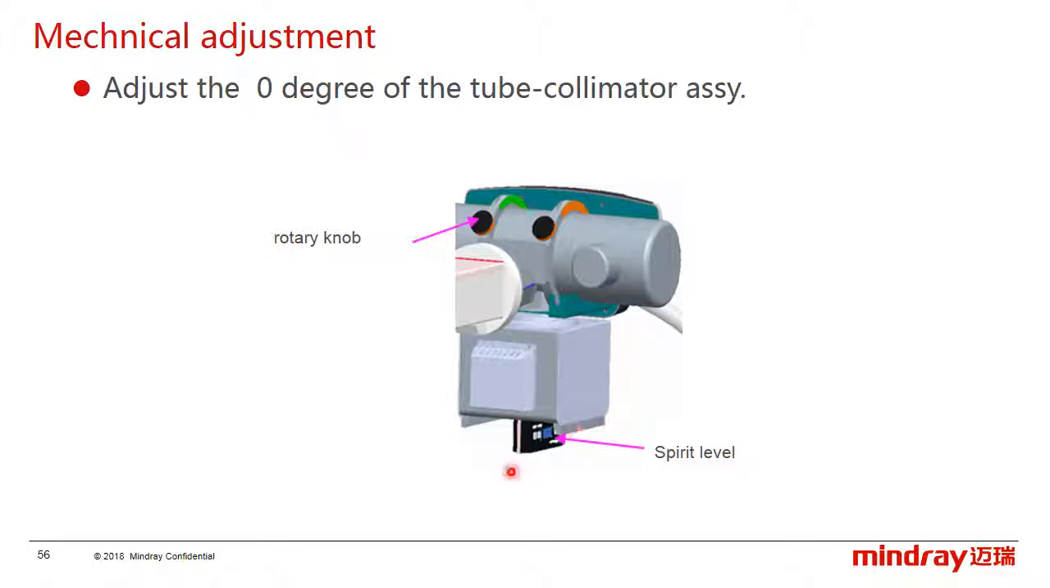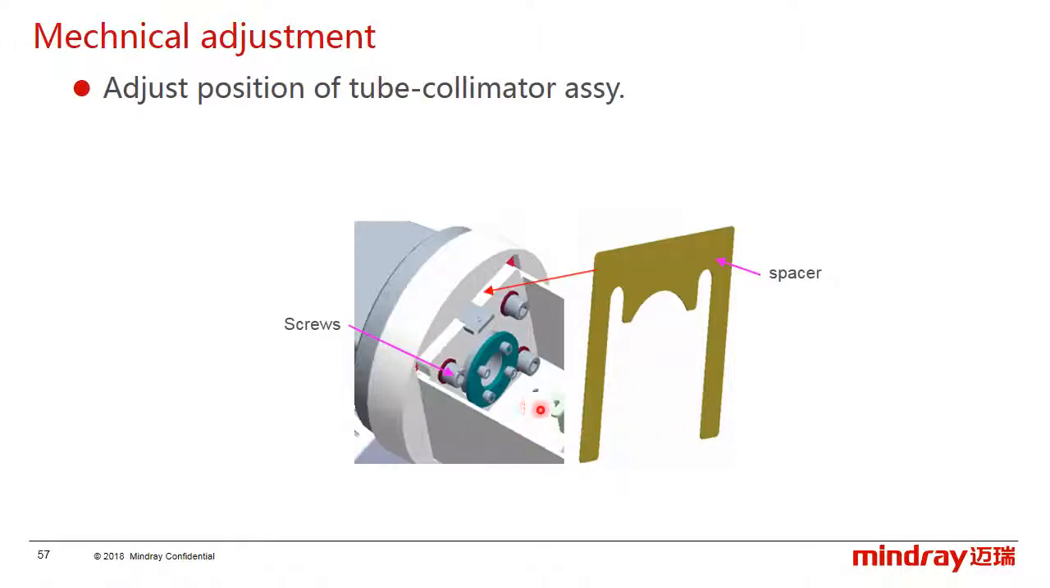The fourth one is to adjust the 0 degree of the tube collimator assembly. Loosen the rotary knob first and check the level by the spirit level. Rotate the tube according to the spirit level, and after the adjustment, the next adjustment is the position of the tube and collimator assembly. Loosen the screws and add the spacer according to the spirit level, but this adjustment is also performed in the factory. The local engineer is not required.